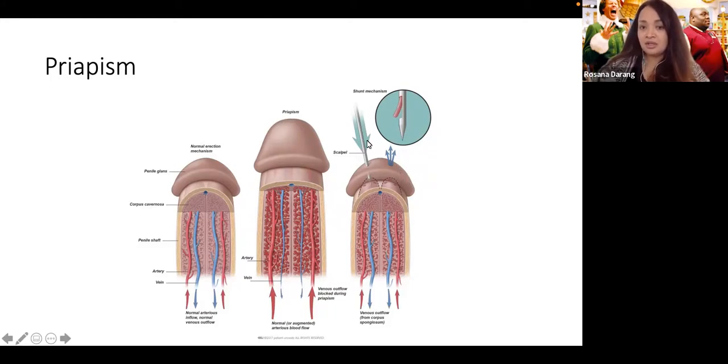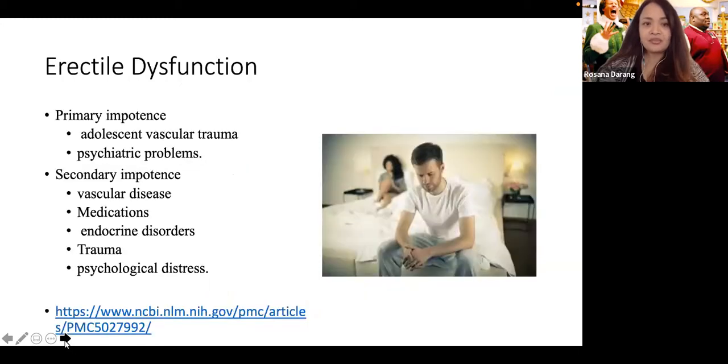As you can see, we're making an incision directly into the penis to release the pressure by allowing venous flow, or what we call creating a shunt mechanism. And then we have the slide on erectile dysfunction, which, of course, there are many articles about. You could click on this website. It will lead you to an article that has a really nice discussion about erectile dysfunction.